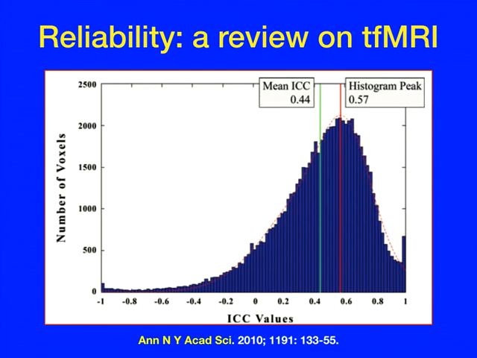How about the task-based functional MRI? This is the ICC value distribution. The average ICC value is 0.4, which is really bad, I think. And even the peak of this histogram is still less than 0.6. So how can you get a correlation of 0.8? That's the other problem.